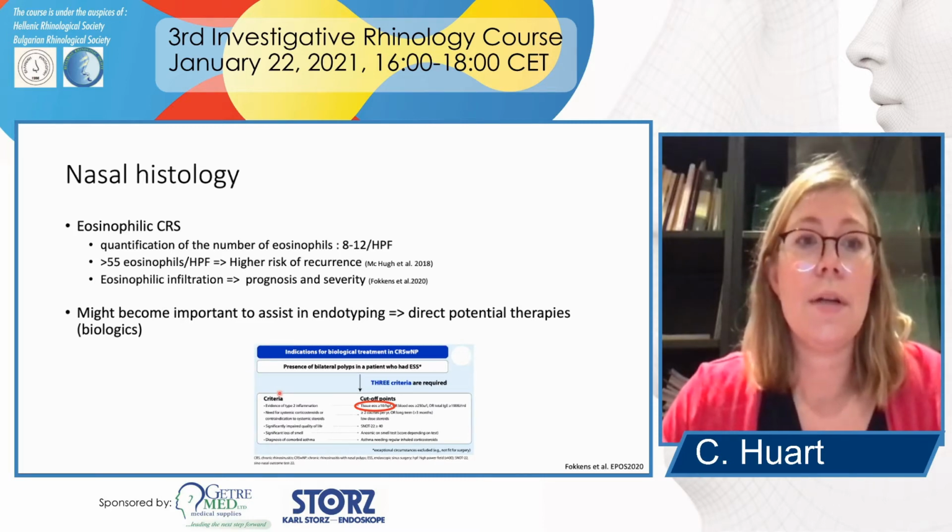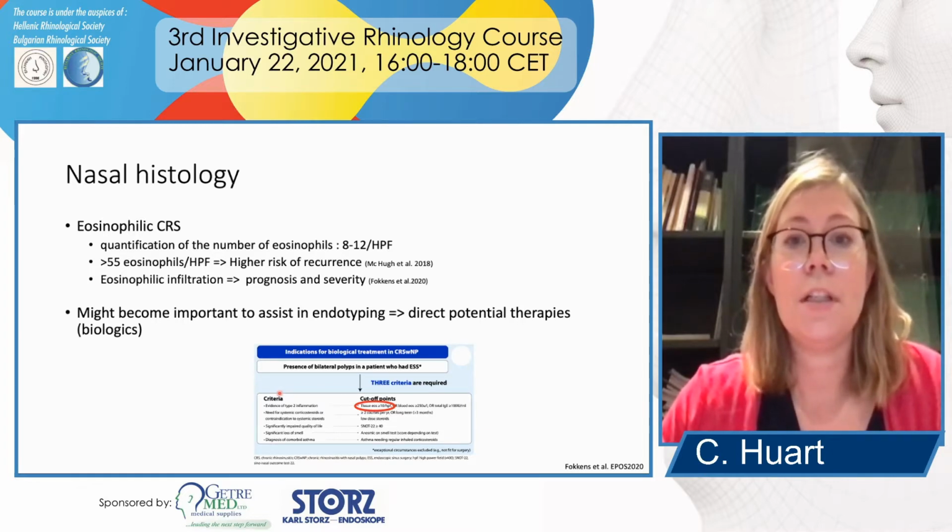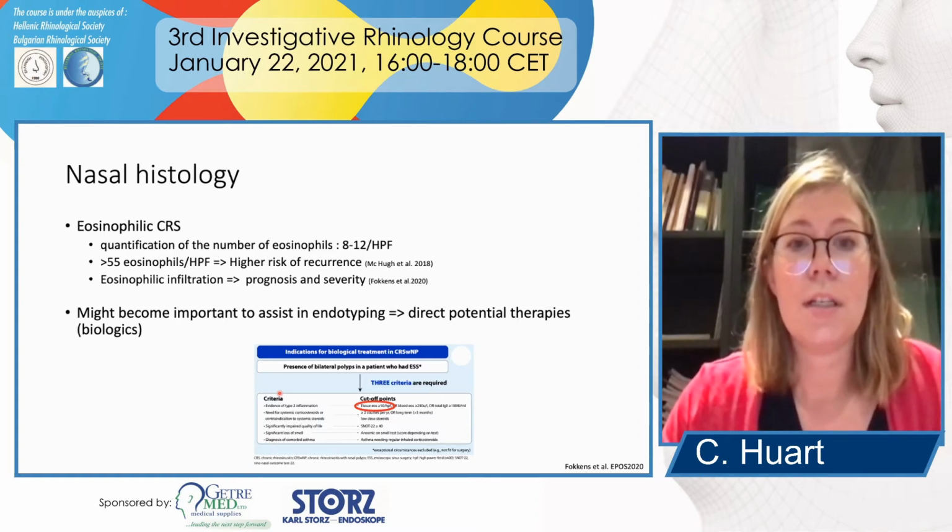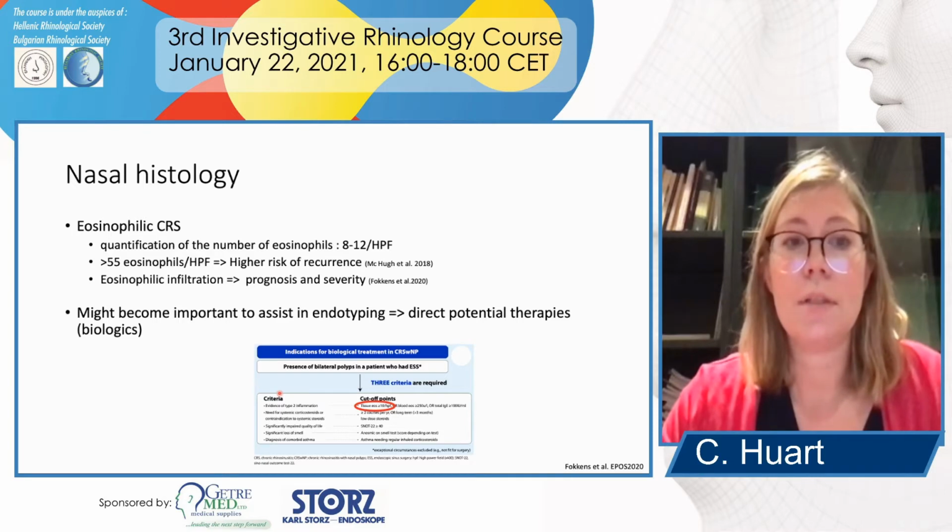It's also interesting to diagnose eosinophilic chronic rhinosinusitis when quantification of the number of eosinophils is 8 to 20 per field. And a meta-analysis found that higher than 55 eosinophils is associated with a higher risk of recurrence. Also, eosinophilic infiltration is associated with prognosis and severity of the disease.